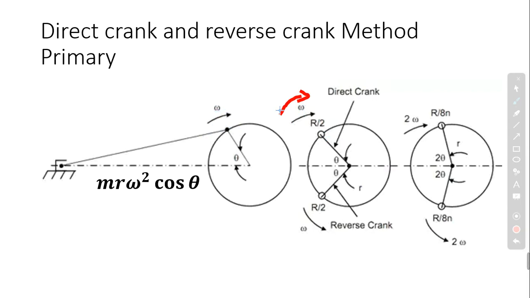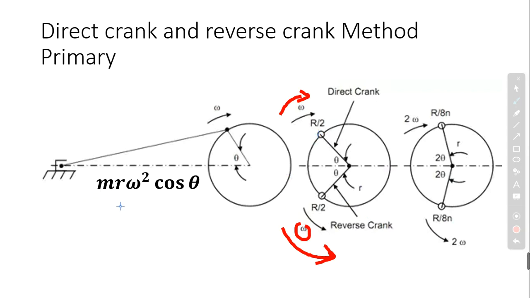Okay, and a primary reverse crank is a crank which rotates with the same angular velocity but in the opposite direction to that of the real crank. Okay, and why we are assuming this, I will tell you now.